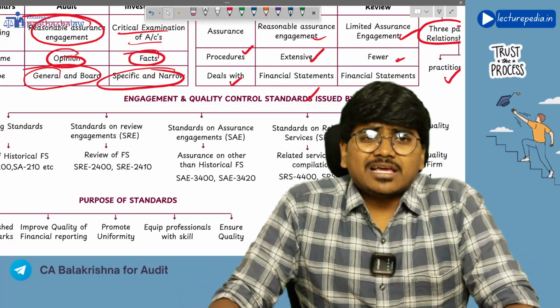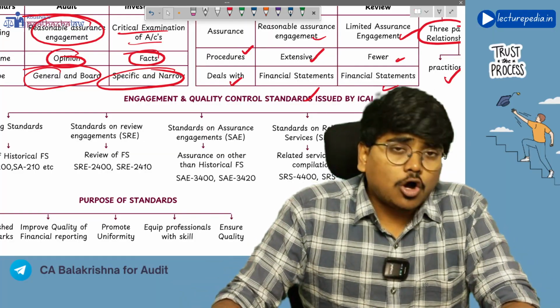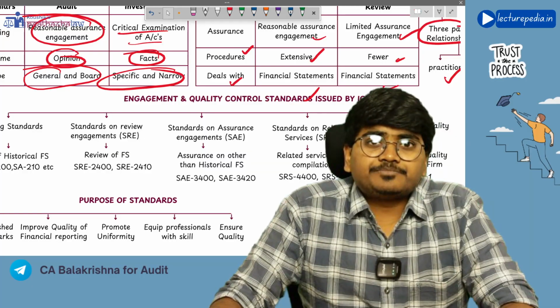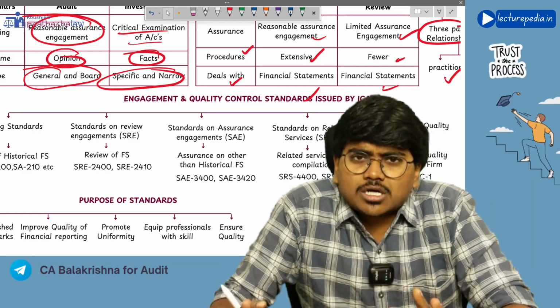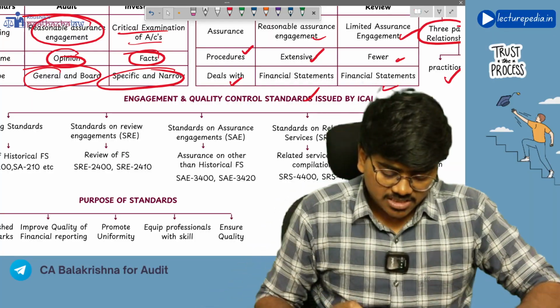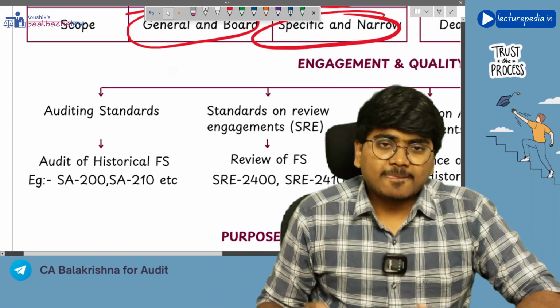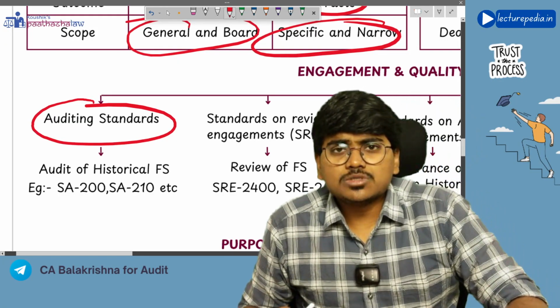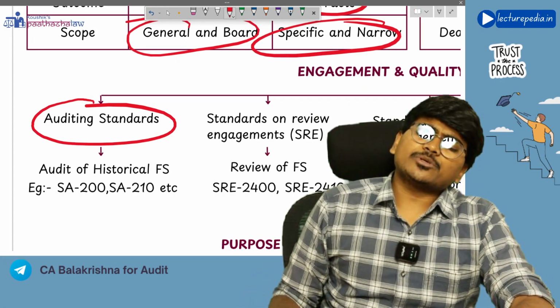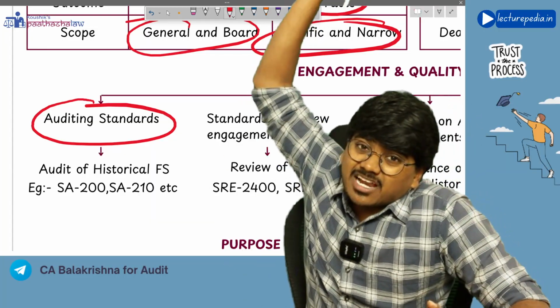Now, just like ICAI has issued auditing standards, it has also issued various other standards. We will see what are the other standards that are issued by ICAI. First of all, auditing standards. Why will these auditing standards be used? These will be used by the auditors for the purpose of auditing historical financial statements.